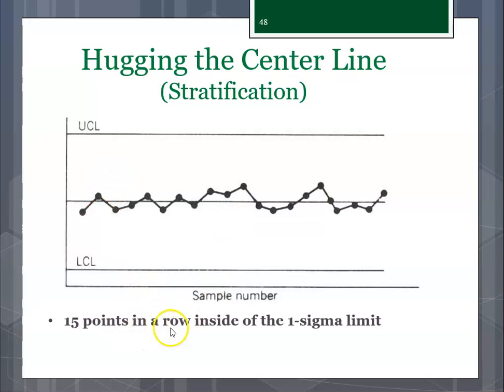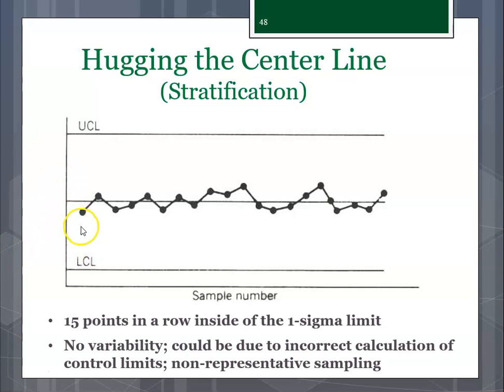This is when you have 15 points in a row inside of the 1 sigma limit. No variability. This could be due to an incorrect calculation of a control limit. Maybe you don't have really good sampling. Although, I mean, this is really what you're looking at too. So I don't quite understand this one. I didn't understand it last time when I taught this. I wasn't too sure about it.